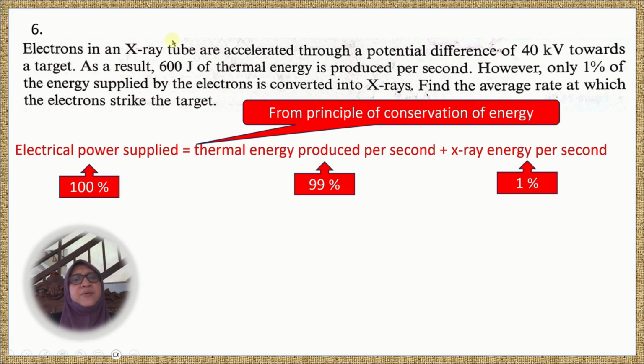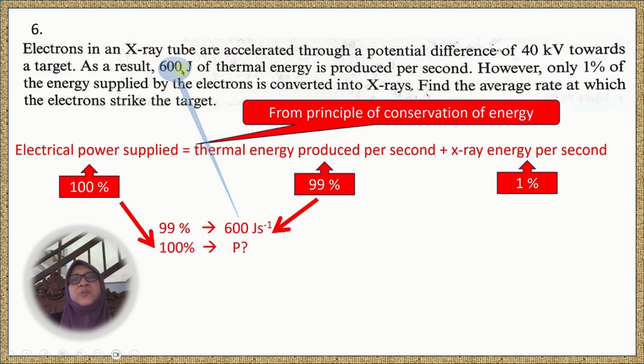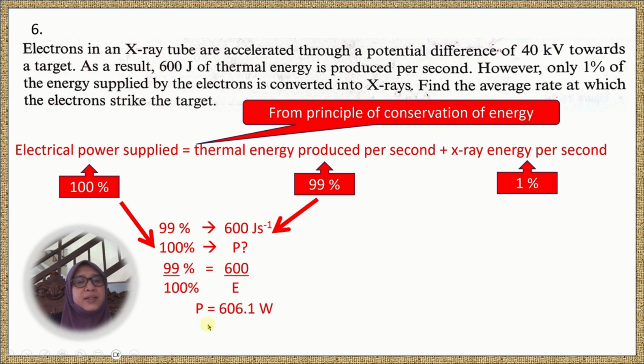Okay, so now given 600 joule here is the thermal energy produced. So that means 99% is the 600 joule per second. So for the electrical power supply, 100%, we can use the ratio method here and cross multiply, we get the power supply is 606.1 watt, or joule per second. Okay, 606.1 watt.